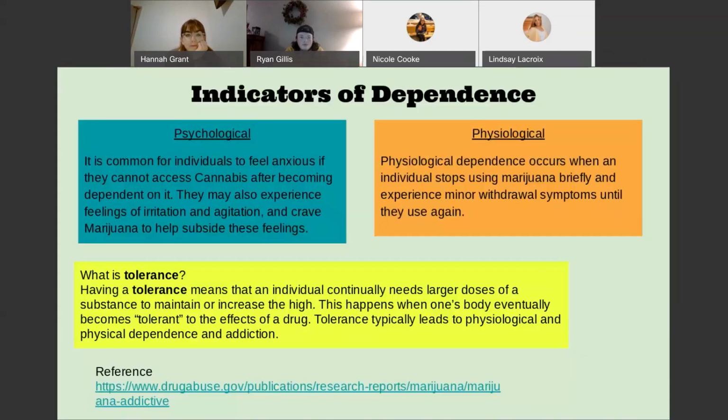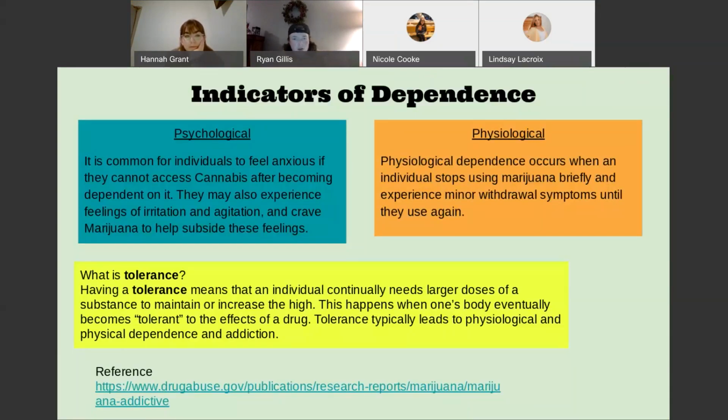So, indicators of a marijuana dependence, there are psychological and physiological. It's common for individuals to feel anxious if they cannot access cannabis after becoming dependent on it. They may also experience feelings of irritation and agitation and crave marijuana to help subside those feelings. Physiological dependence occurs when an individual stops using marijuana briefly and experiences minor withdrawal symptoms until they use again.